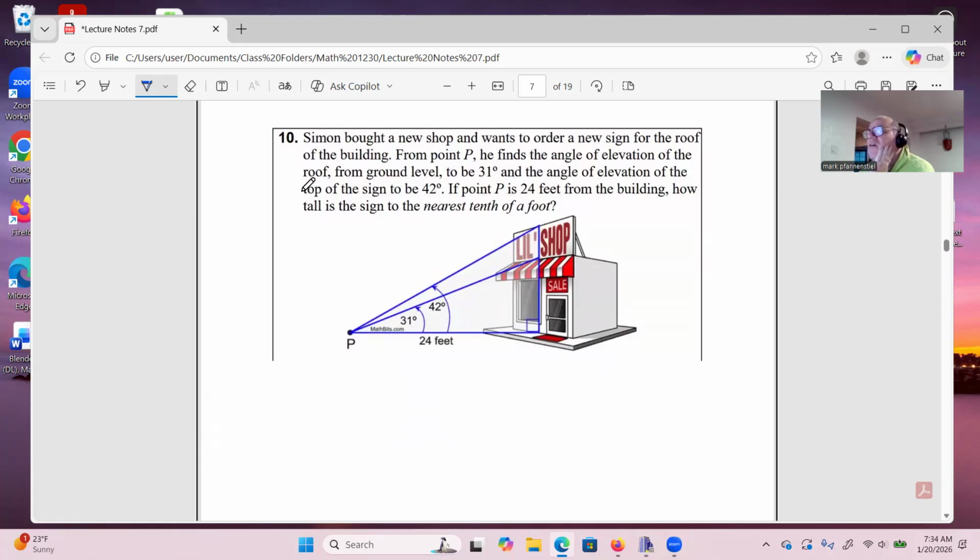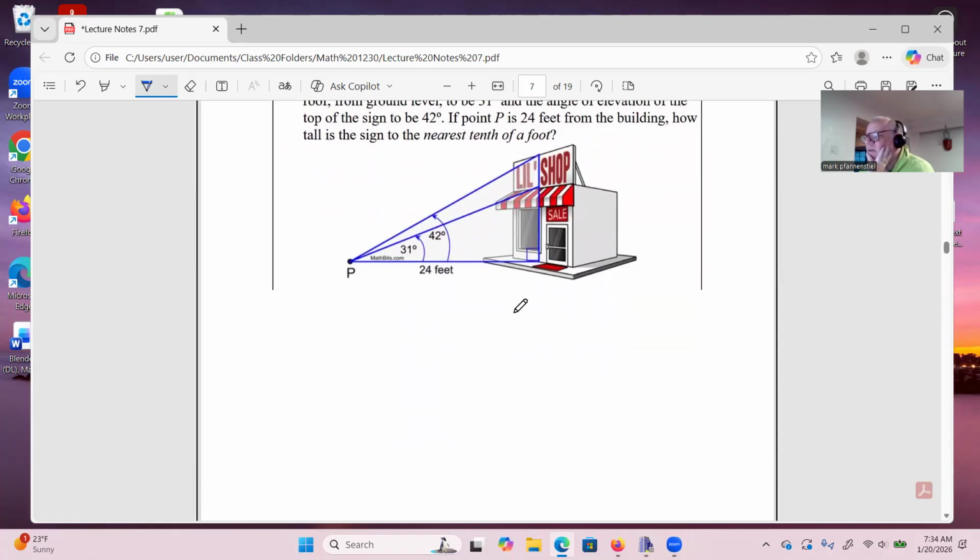Simon bought a new shop and wants to order a new sign for the roof. From a point P, he's standing 24 feet away here. He finds the angle of elevation from the ground to be 31 degrees. And then if he looks to the top of the sign, it's going to be 42 degrees. And they want to know the length of the sign. We could do this in a couple of steps, so why don't we do that?